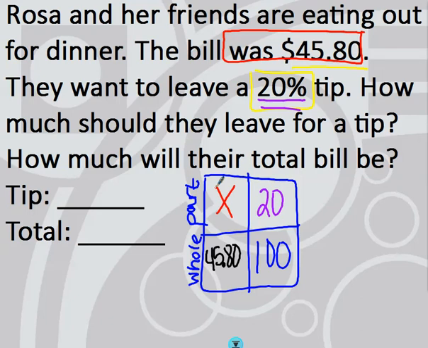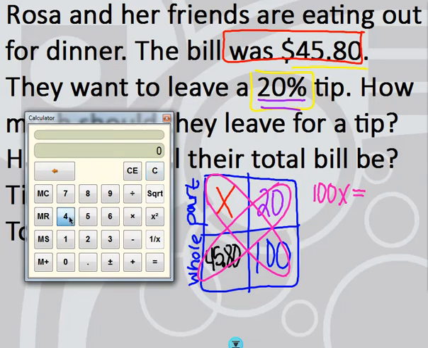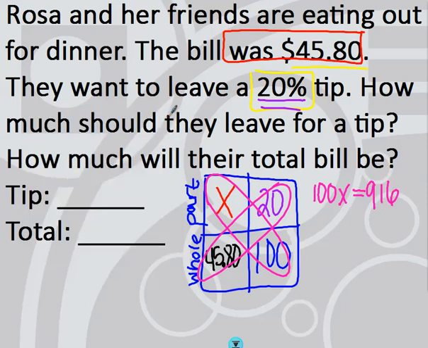So we're going to solve this just like we have with every other proportion box. So every other proportion box, we cross multiply. So 100 times x gives me 100x. And I'm going to cross multiply the other side, 45.80 times 20. So I'll do that with a calculator here, $45.80 times 20, and that gives me 916.